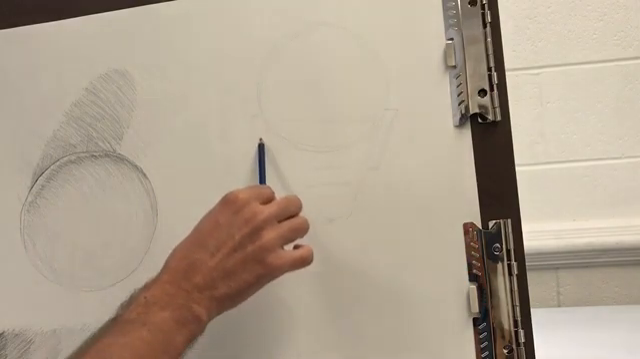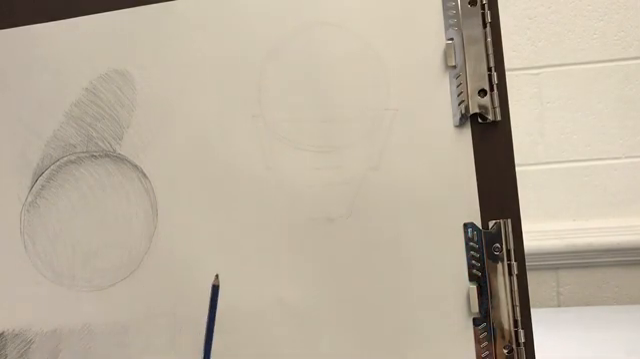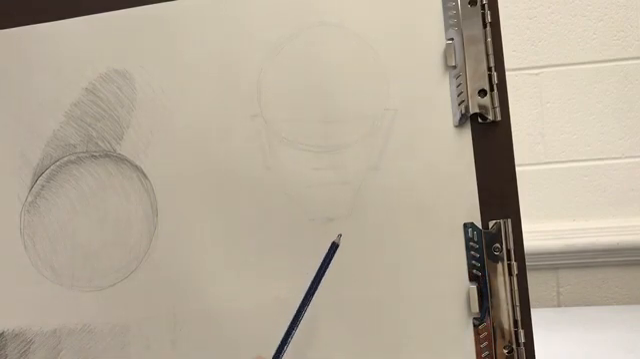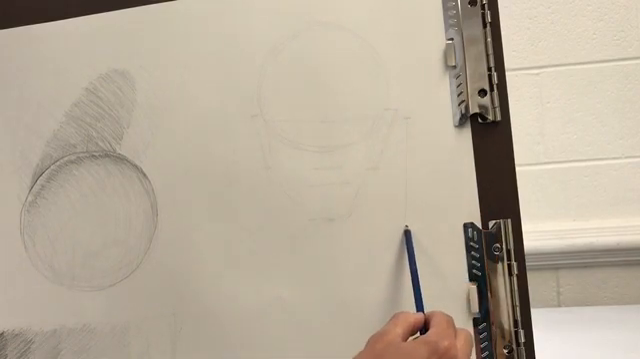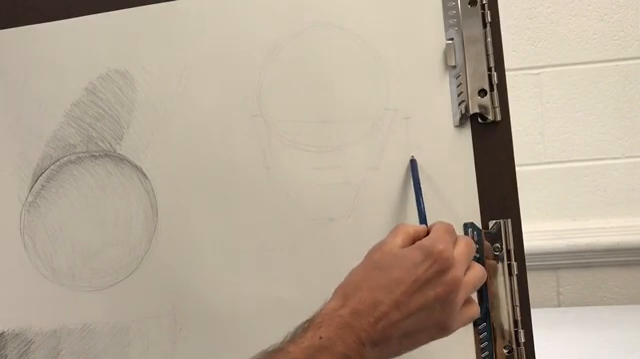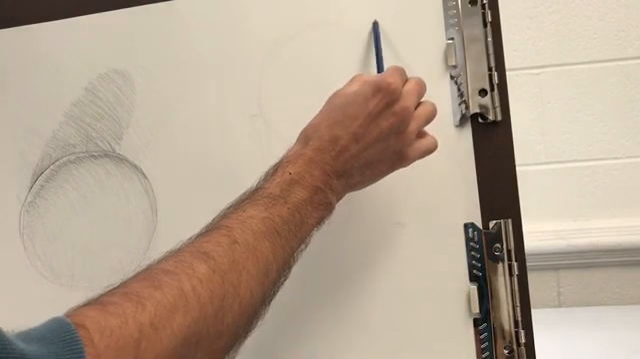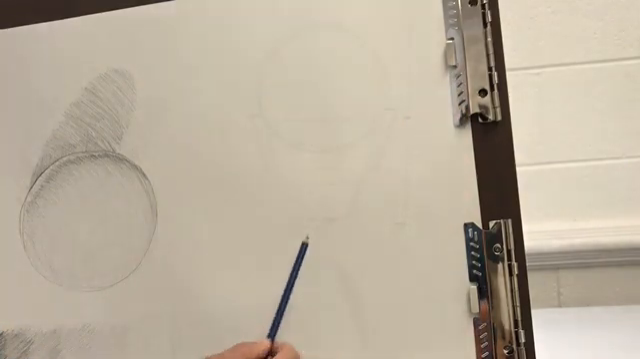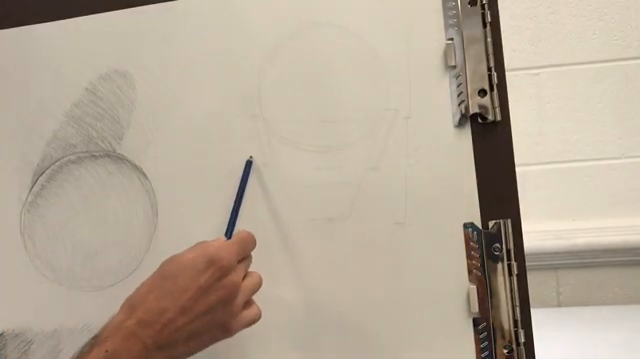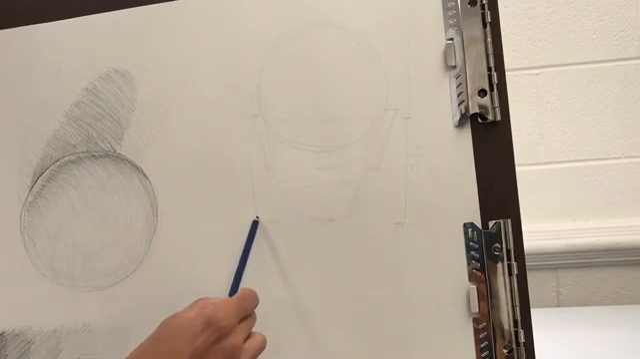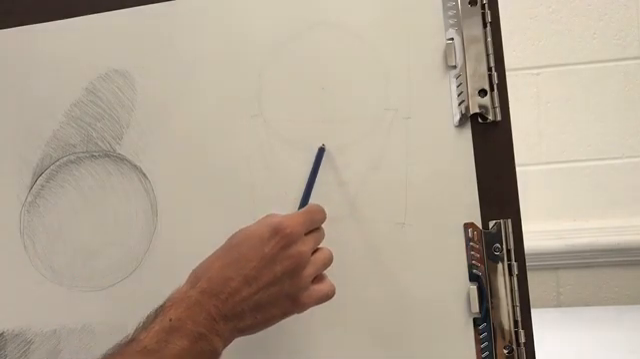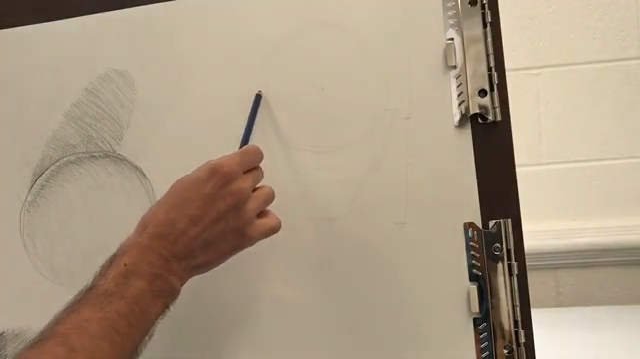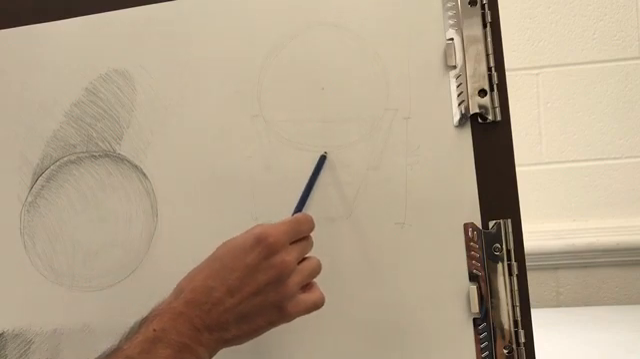So, very few shapes, very simple, right? Those are the proportions of a head. So, this is 1/2 the entire shape. This part down, the chin, is the same as the radius or half of the circle.